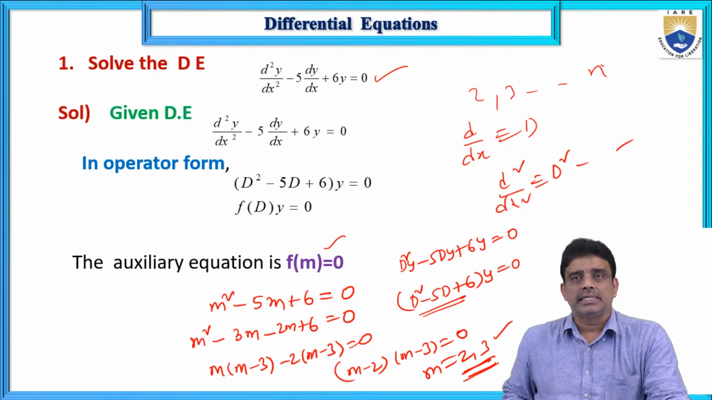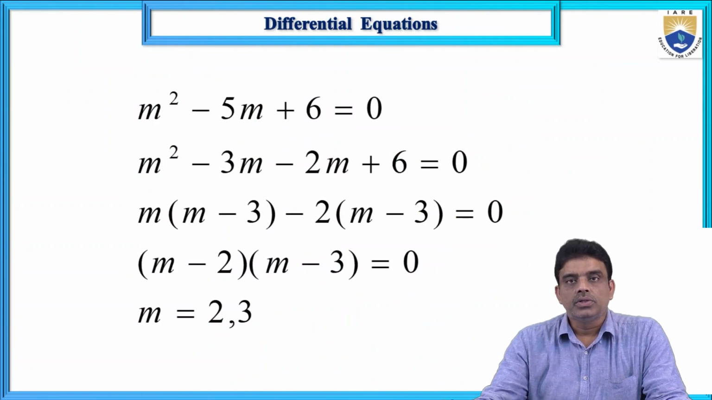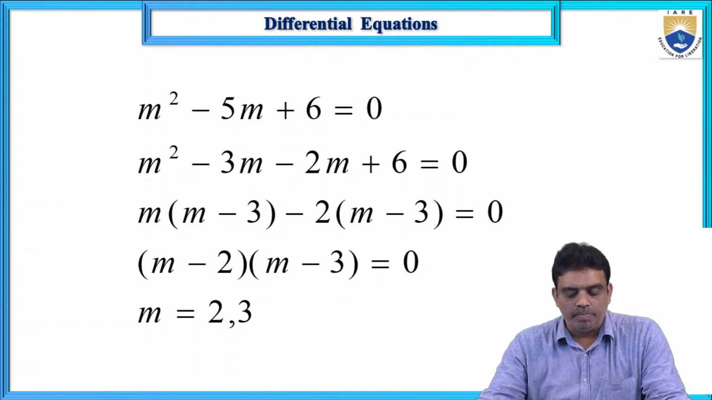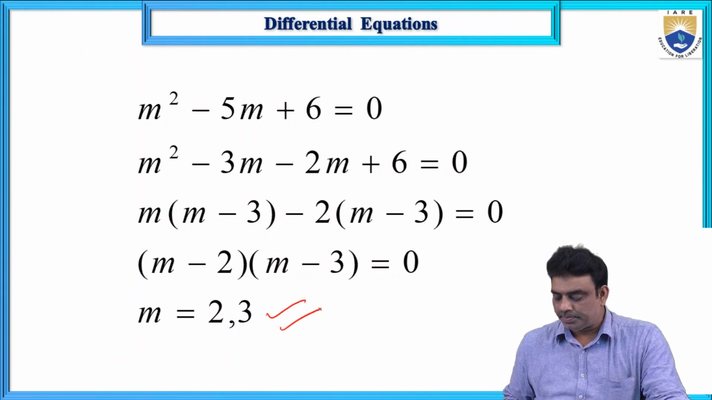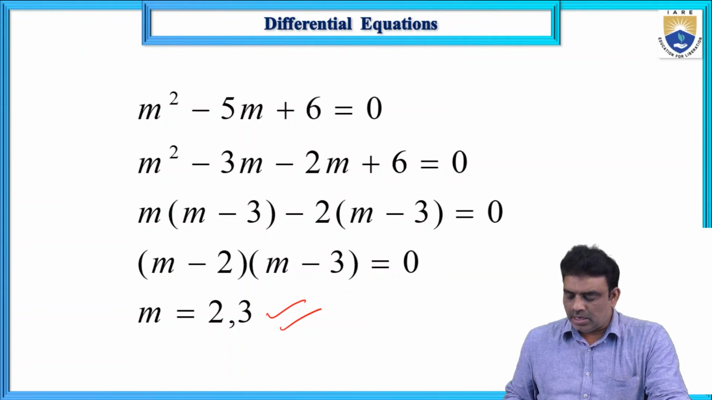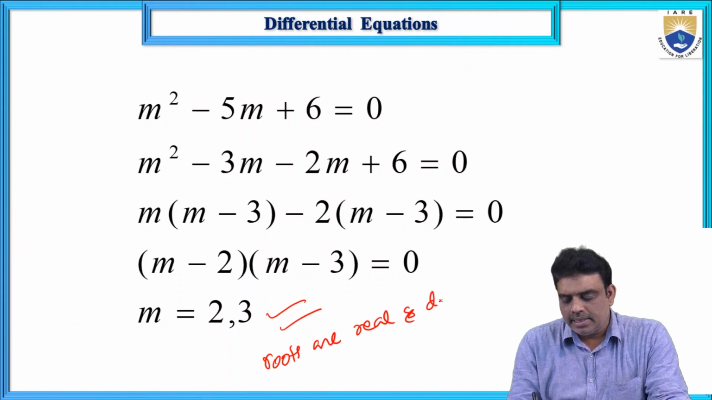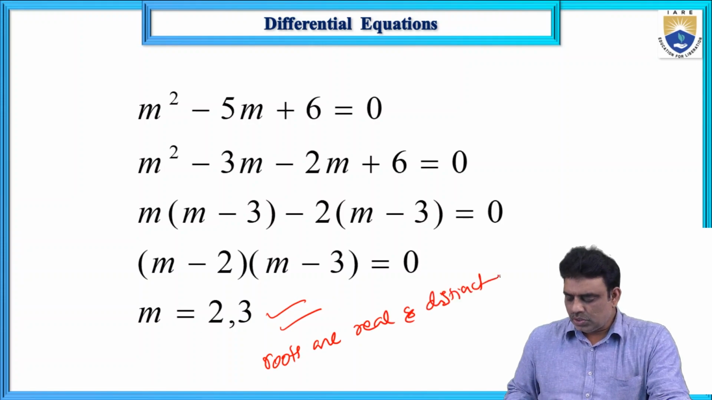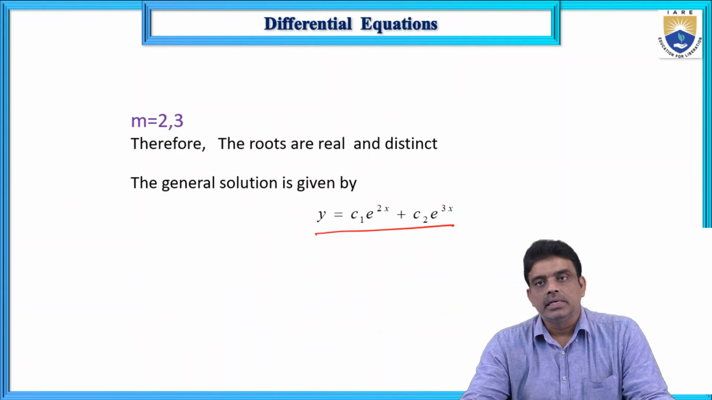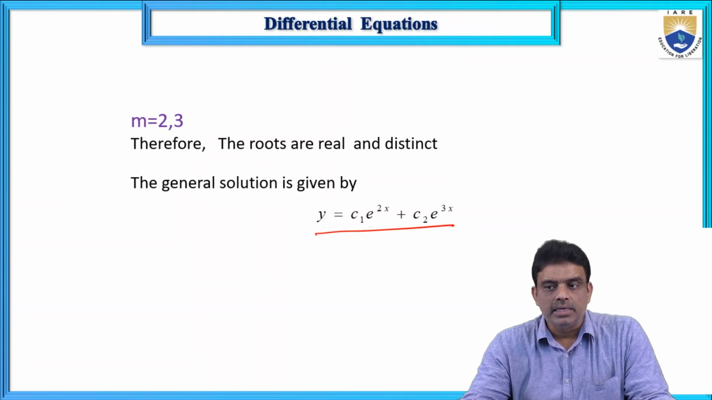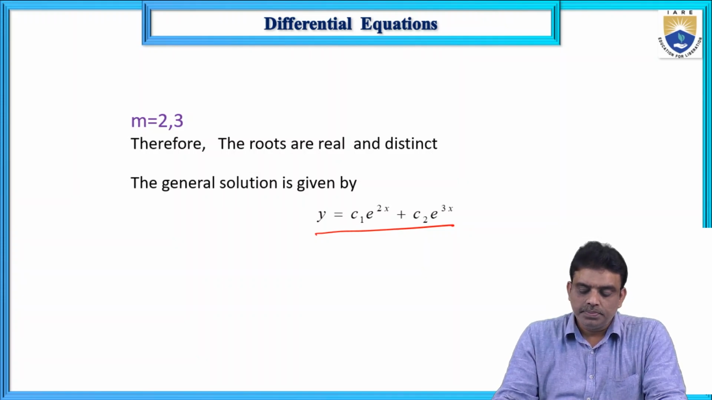You can see that in the next slide. The equation m square minus 5m plus 6 is 0. I'm writing in factor form: m minus 3 into m minus 2 is equal to 0. So 2, 3 are the roots of the equation. Clearly, the roots are real and distinct. So the solution will be in the form y is equal to c1 e power 2x plus c2 e power 3x. That is the solution of the given differential equation f of d of y is equal to 0.